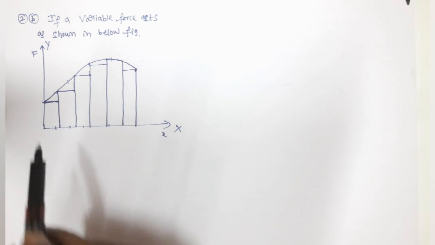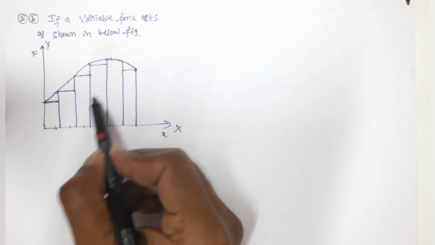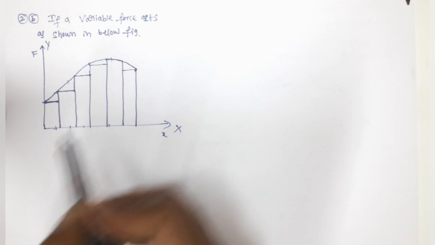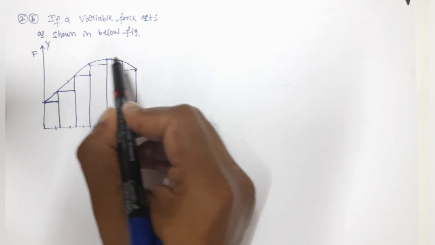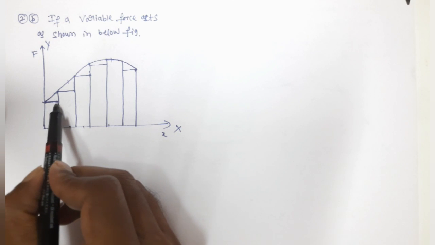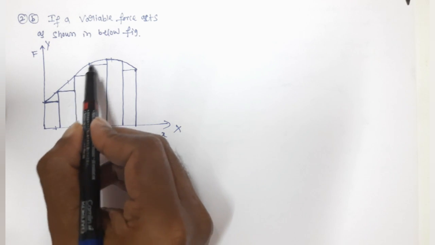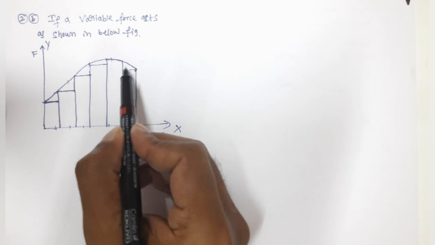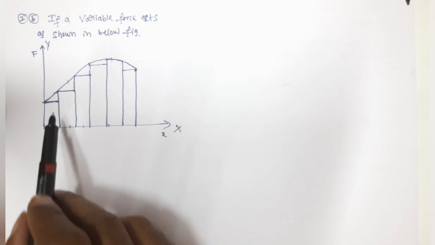Now I find the area of this strip, area of the second strip, area of the third strip, area of the fourth strip, area of the fifth strip, area of the sixth strip, and so on. Now I add all the areas. So do we get the exact area under the curve? No. So this area we will miss, and this area, and this area, and this area, and this area. But we don't want to miss this area. So we want to calculate the whole area.